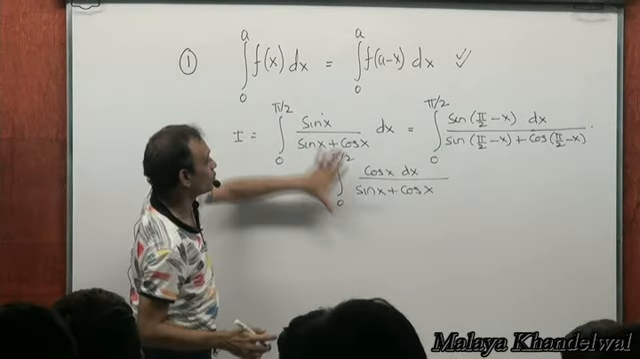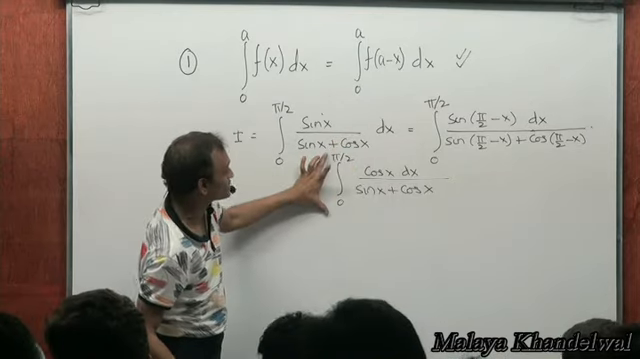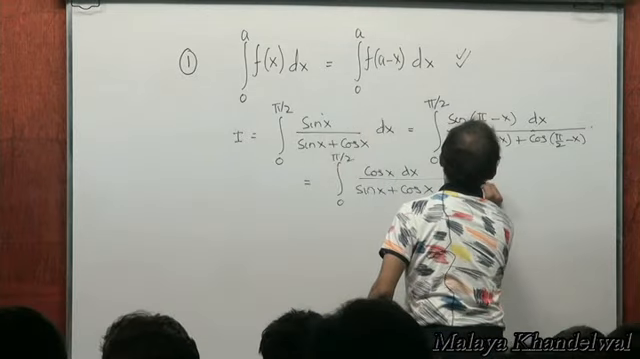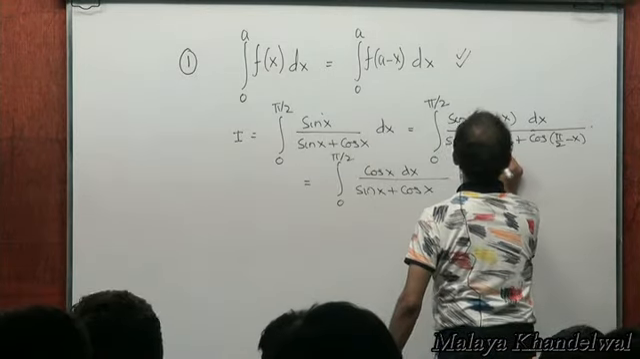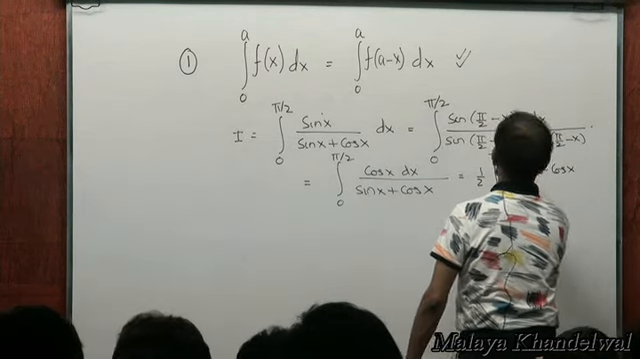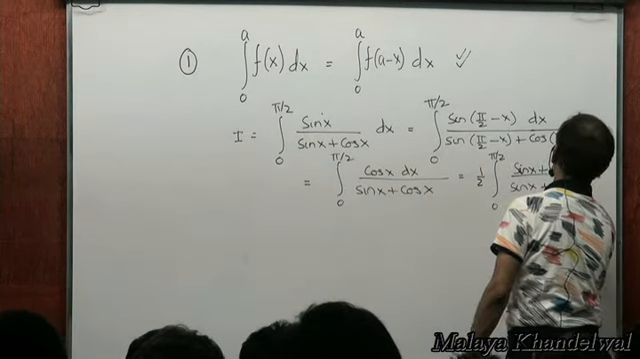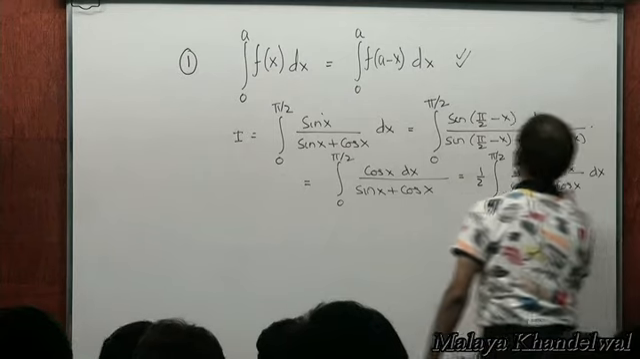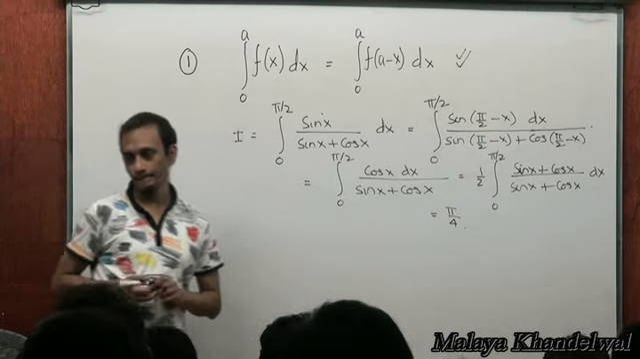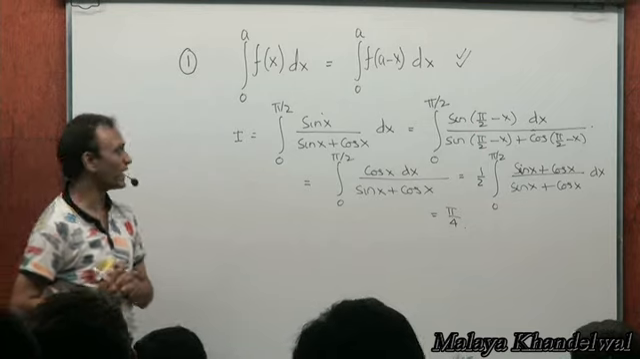Now, if a equals b, then each will be half their sum. That means if this is equal to this, then each will be half their sum, right? Half their sum means half of 0 to pi by 2 (sin x plus cos x) divided by (sin x plus cos x), which would be pi by 4. Yes or no? Right?